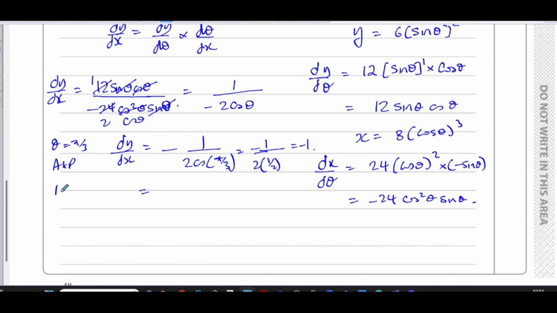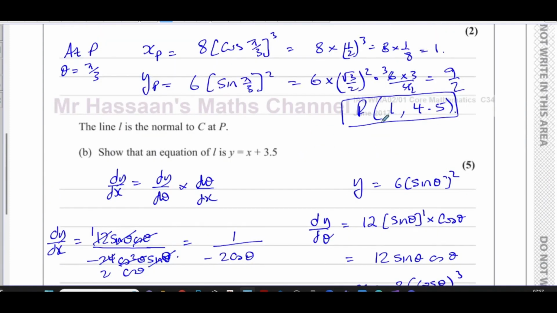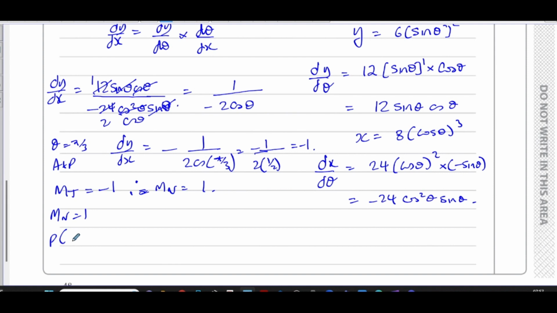So we can say the gradient of the tangent at p is equal to negative 1. So therefore, the gradient of the normal at p is equal to 1. Okay, the gradient of the normal is a negative reciprocal. So we can say that the gradient of the normal is equal to 1. The point P has coordinates, as we found earlier, 1 and 4.5.